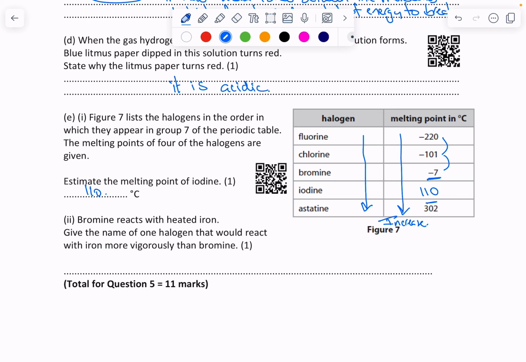Then it says bromine reacts with heated iron. Give the name of one halogen that would react with iron in a more vigorous way than bromine. So the other thing we need to remember here is as you go up this group, they become more reactive. So you could say fluorine, or you don't need to give both, you need one of these, or chlorine would be more reactive.